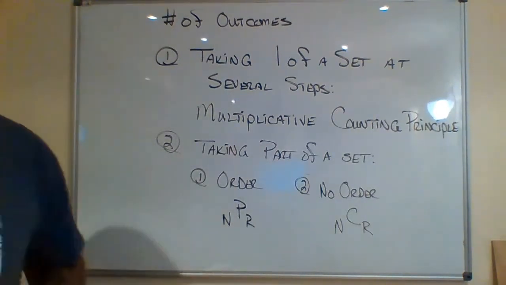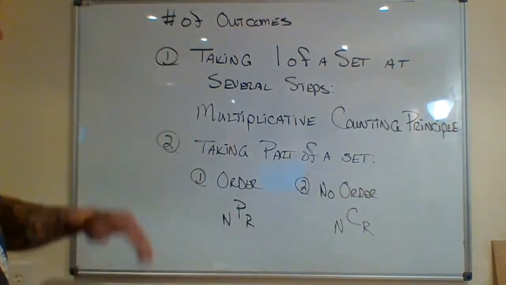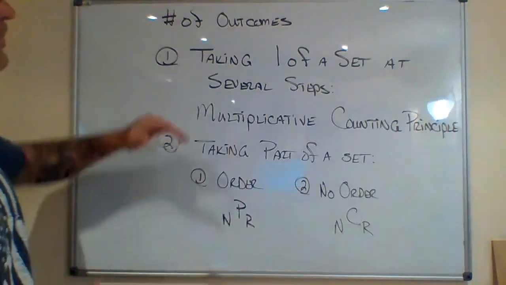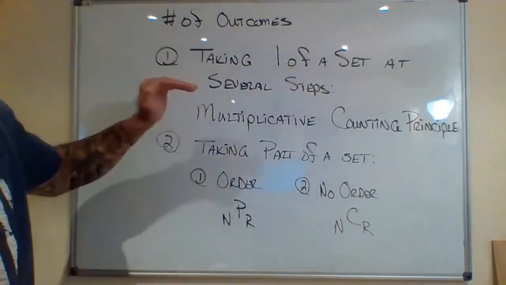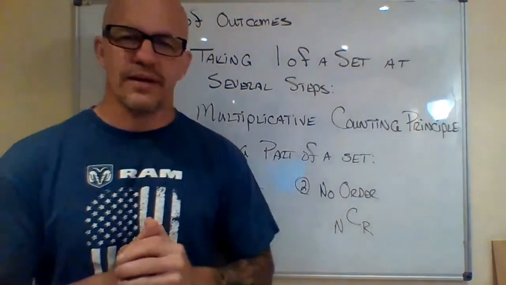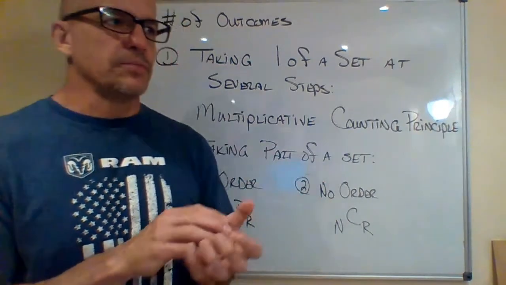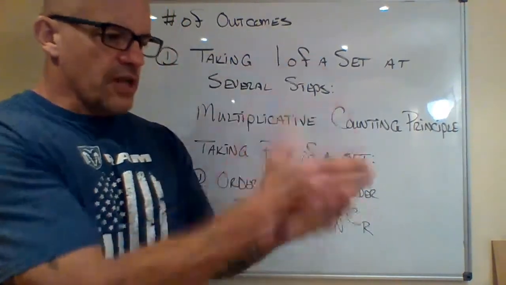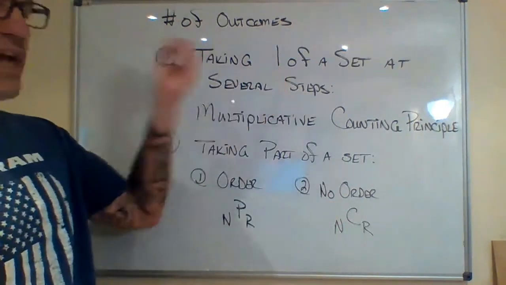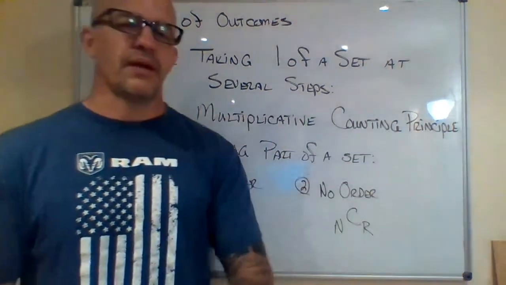So today what we're going to talk about is number of outcomes. Now this comes in two forms, and the second form has two parts. Real quick, if we're taking one of a set at several steps, and my example for that will be, what if I wanted to know how many phone numbers can I make? So I'm taking one number for each position in that set. That is one of a set at several steps or several locations. We're going to use what's called the multiplicative counting principle.